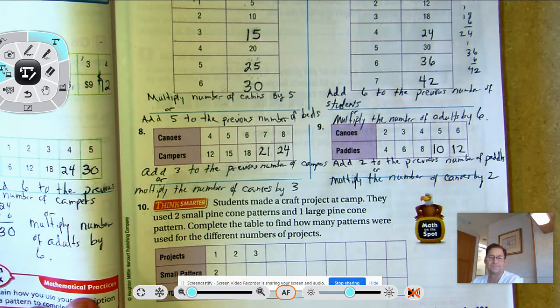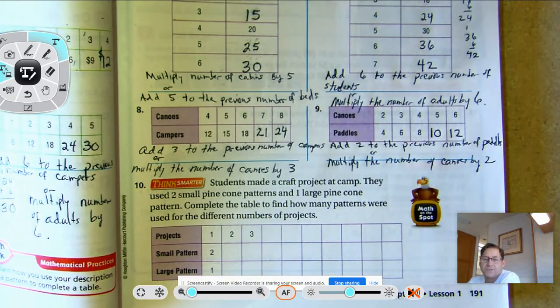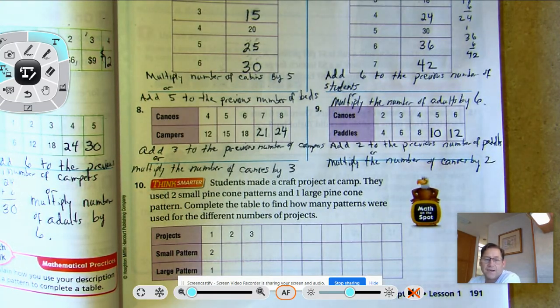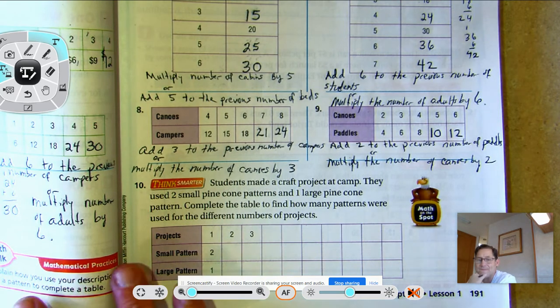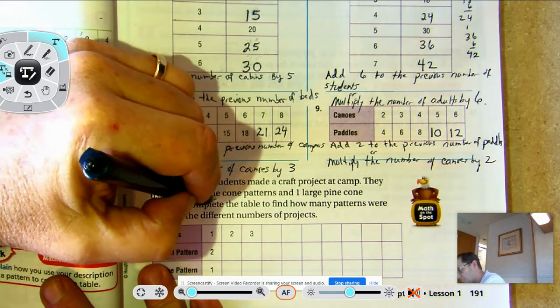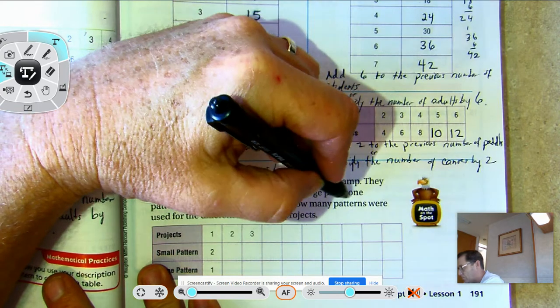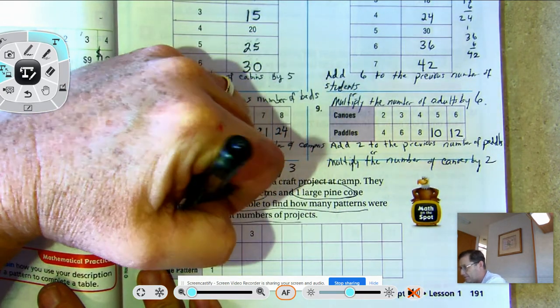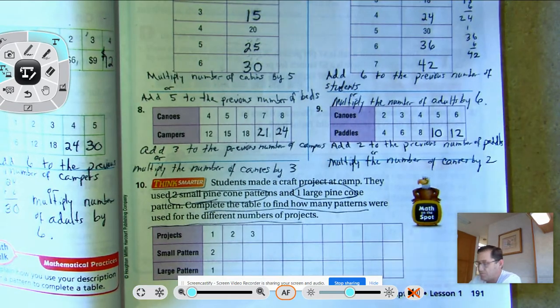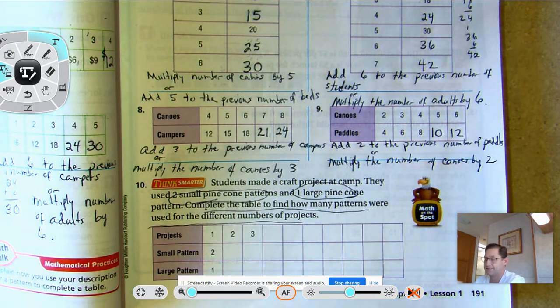All right, number 10. Students made a craft project at camp. They used 2 small pine cone patterns and 1 large pine cone pattern. Complete the table to find how many patterns were used for the different number of projects. All right, so 2 small pine cone patterns, 1 large pine cone. We need to complete the table to find how many patterns were used for the different number of projects.